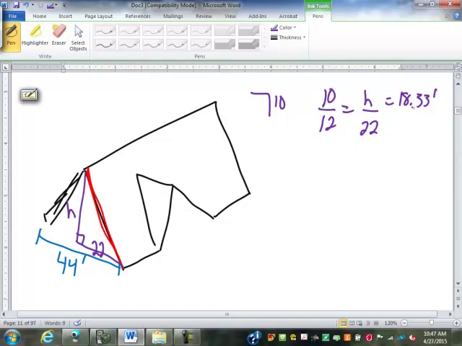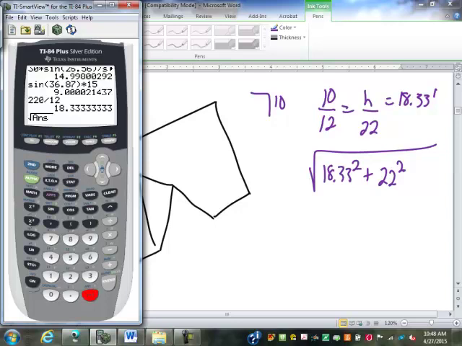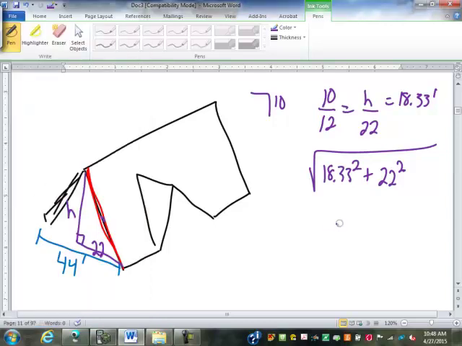18 feet 4 inches if you wanted to convert it to that, but we're going to use it again, so we're going to leave it as a decimal right now. Because we need this slope length. How do we find this slope length now? That'll be the square root of 18.33 squared plus 22 squared. Good. The square root of the answer squared plus 22 squared gives us 28.64 feet.